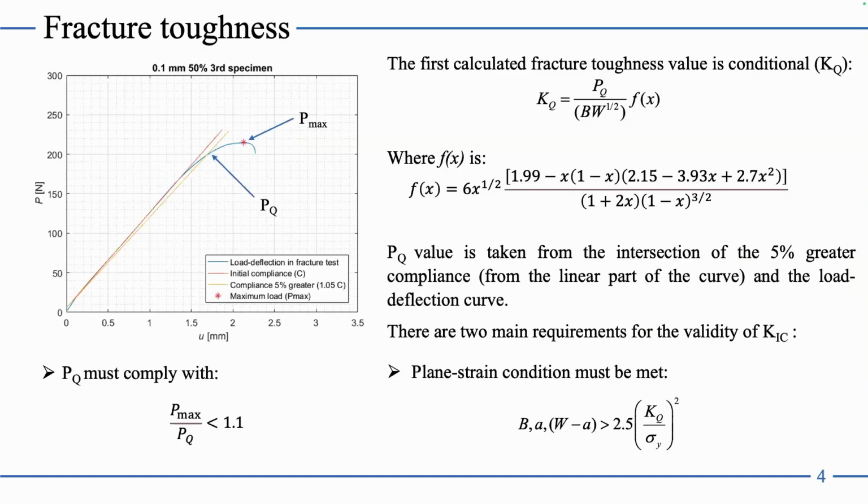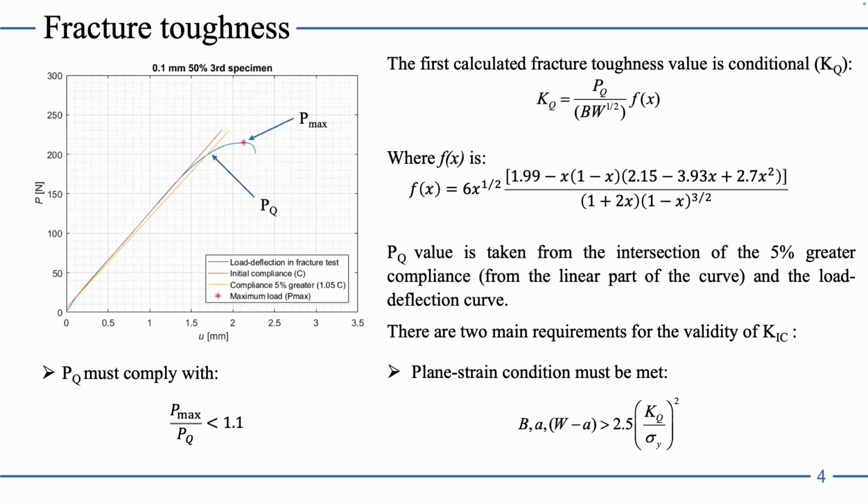So from the data we have, this is the load deflection response. We followed the standard properly. We calculated the conditional fracture toughness value not on the basis of the maximum value, but on the basis of the conditional value, which is the value at the intersection of the 5% compliance line from the linear segment of the curve.